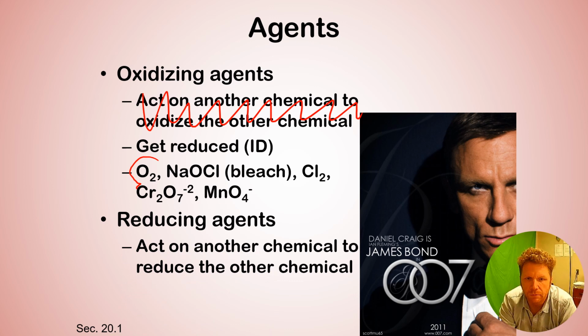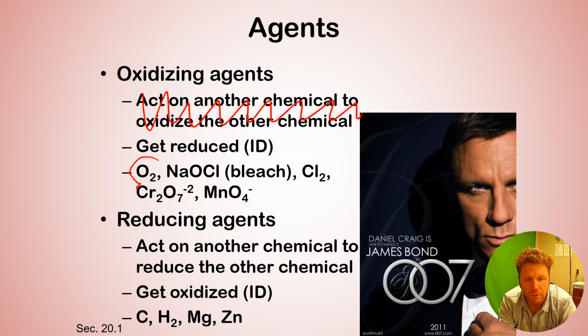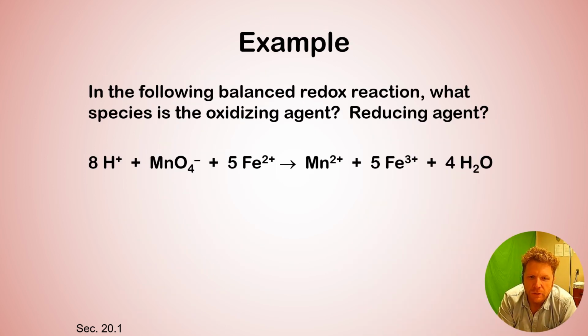Now your reducing agents, well, these are going to act on another chemical to reduce the other chemical. So these get oxidized. Lots of questions related to this terminology will be: identify the oxidizing agent, identify the reducing agent. Common reducing agents are carbon, H2, magnesium, and Zn. Now think about this in terms of Mg as a solid or zinc as a solid. Well, those two things tend to get oxidized very easily. So they are going to give up electrons, and therefore they're causing something else to pick up those electrons.